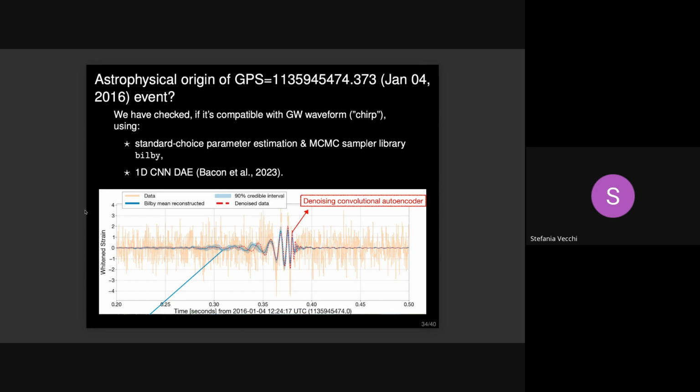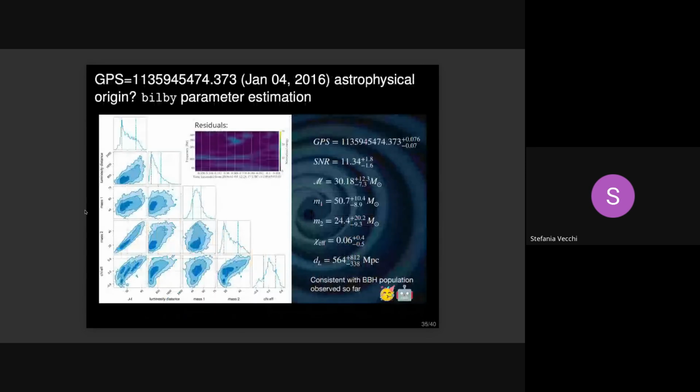the data. The parameters of the source of the system, and also the residuals after subtracting it from the data, are quite clean. Nice. So the parameters are of the usual black hole merger, consistent with the black hole population observed. I have placed here a tiny celebration because it may mean that we have actually detected a wave with this stupid robot. So yes, this is the story so far.